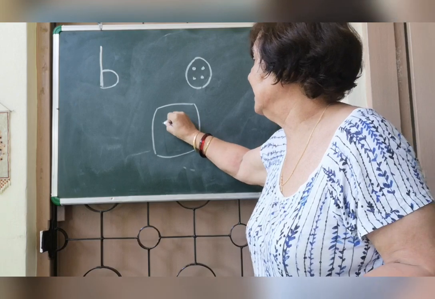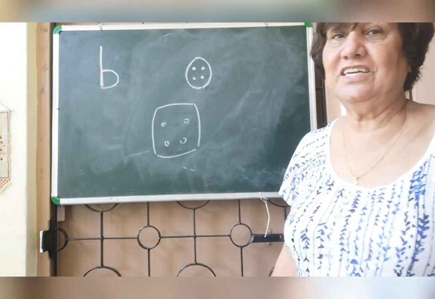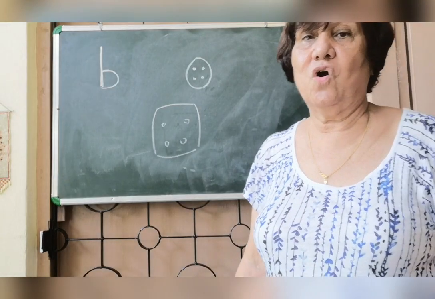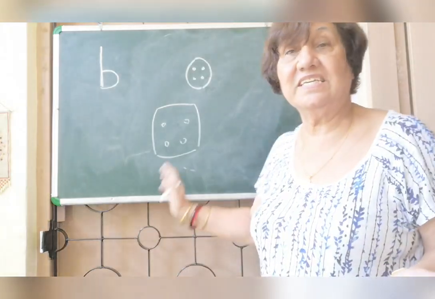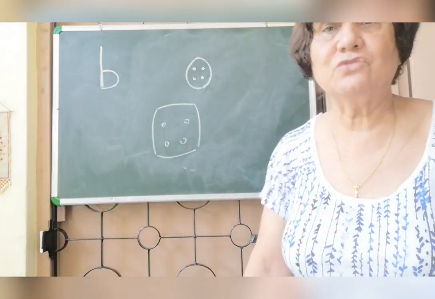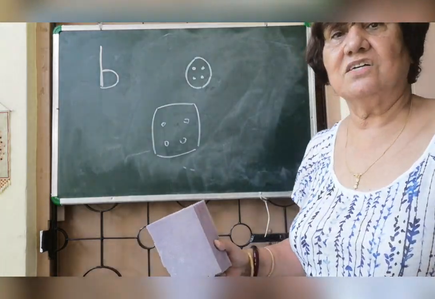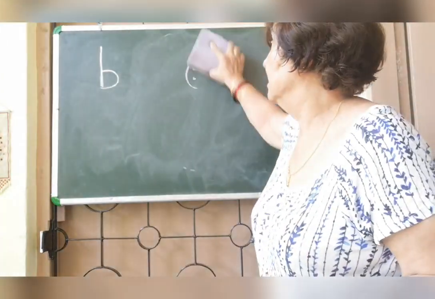You like to eat this: 50-50, or the cream crackers, or the bonbons. What are these? These are biscuits. And when do you like to eat biscuits? You like to eat biscuits for your snacks or in your tiffin.